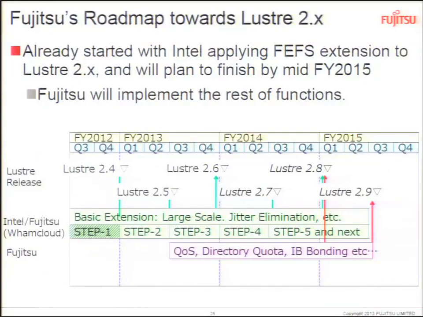Finally, I'll talk about a brief roadmap. We have already started with Intel applying the FEFS extension to Lustre 2.x, and plan to finish by mid-2015. Here's the roadmap, and within Fujitsu, maybe a QoS function, directed quota, InfiniBand, etc. Maybe we'll contribute them back to the community.